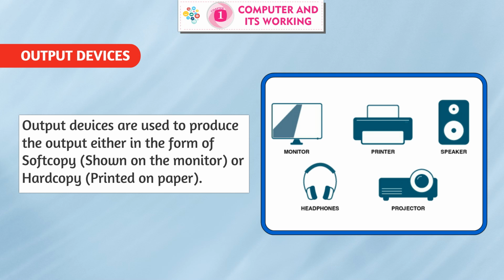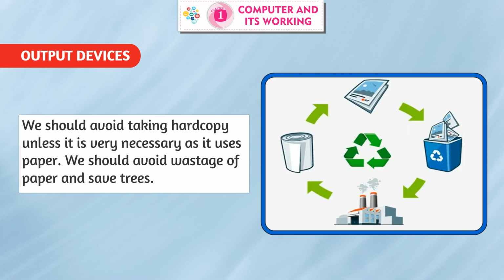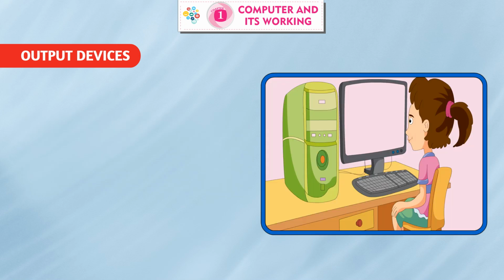Output devices are used to produce the output either in the form of soft copy shown on the monitor or hard copy printed on paper. We should avoid taking hard copy unless it is very necessary as it uses paper. We should avoid wastage of paper and save trees.